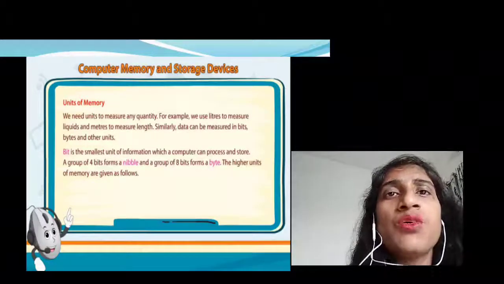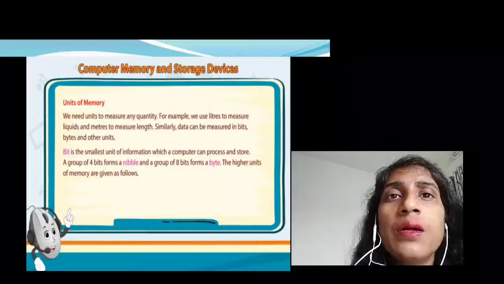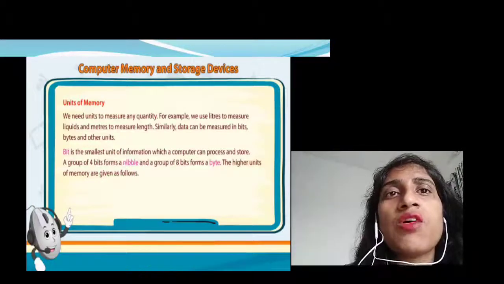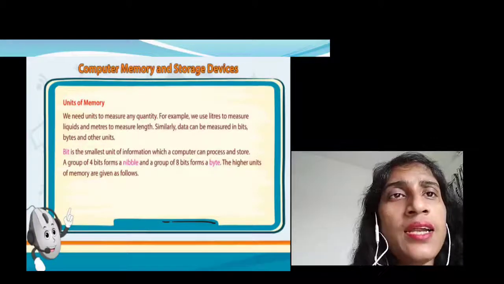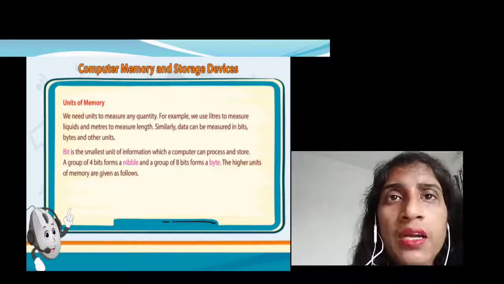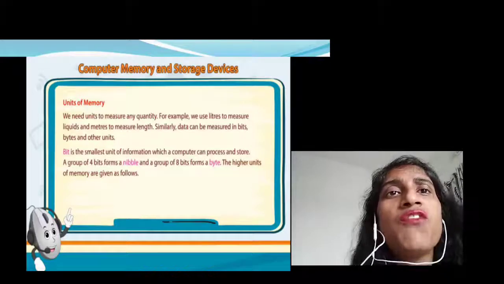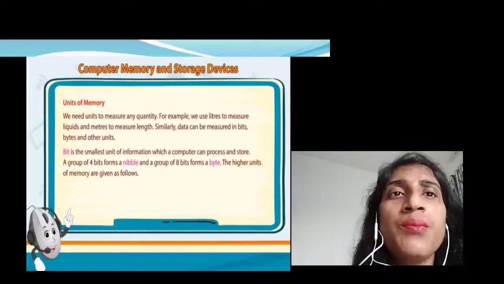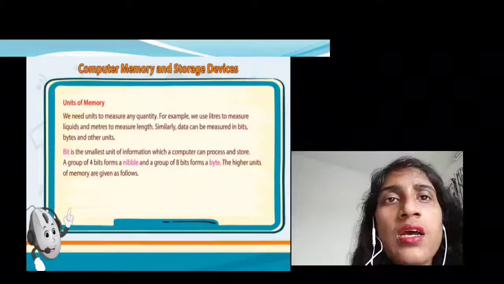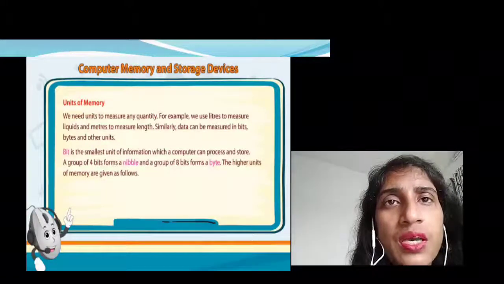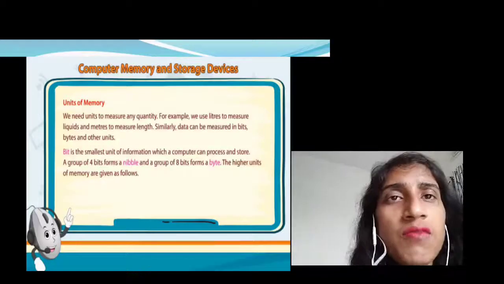So, what is a bit? A bit is the smallest unit of information which a computer can process and store. A bit is only one digit, like 0 or like 1.